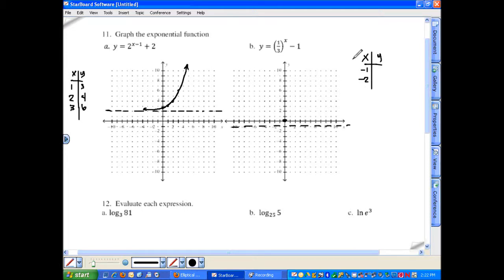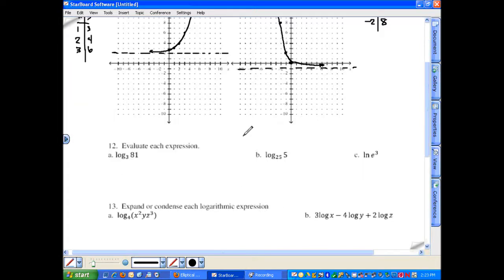If x is negative 1, 1/3 to the negative 1 is 3. 3 minus 1 is 2. Okay, and 1/3 to the negative 2 is the same as 3 squared, which is 9. 9 minus 1 is 8. So negative 2 comma 8. This is a graph like that.